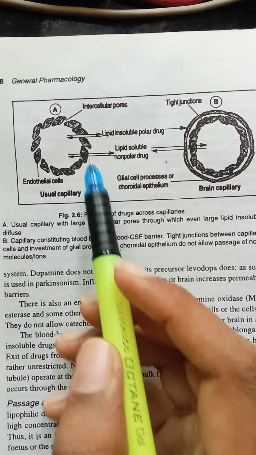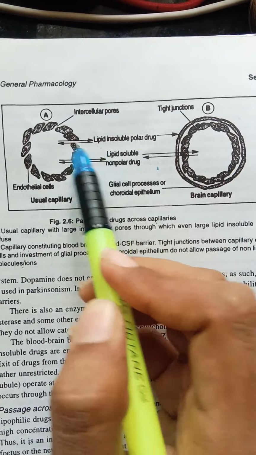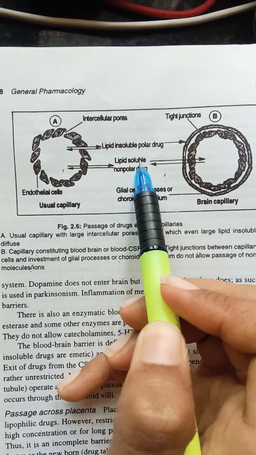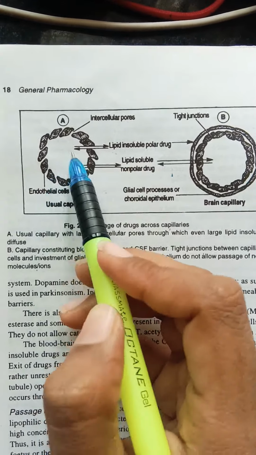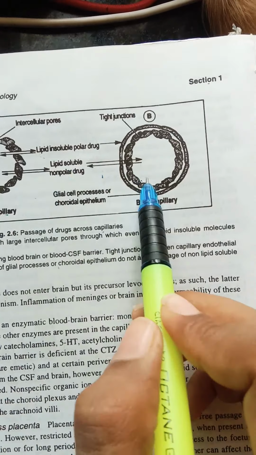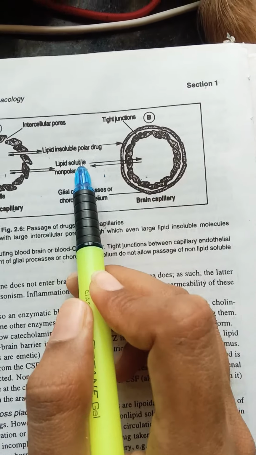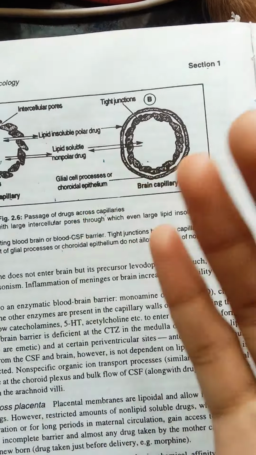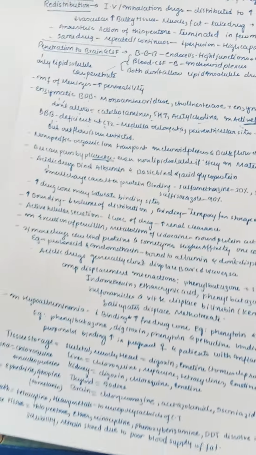So this is a usual capillary. Through the intercellular pores, lipid insoluble drugs can also enter. Lipid soluble non-polar drugs can also come out and enter endothelial cells, as usual. But this is a special type, where only lipid soluble drugs can enter and lipid insoluble drugs can't, with the glial cells and processes on this brain capillary. So let us continue our theory part.